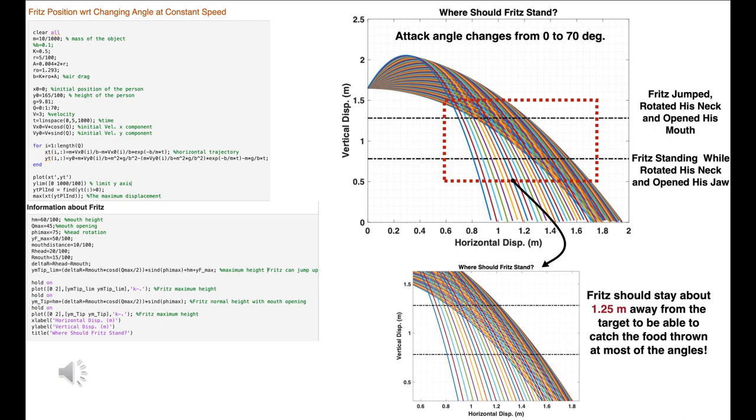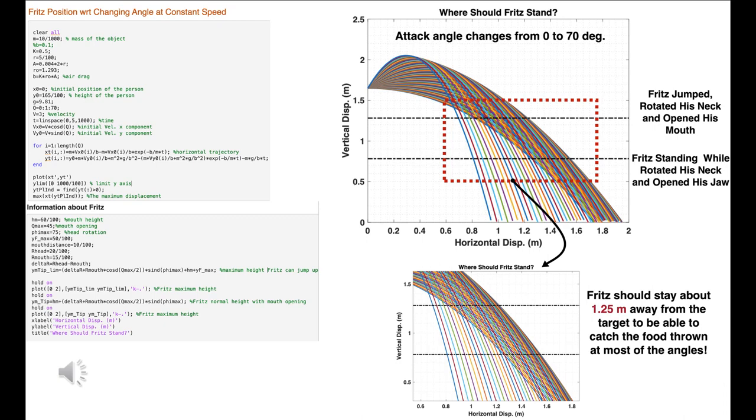After looking at Fritz's characteristics, we now have to know where Fritz should stand to be able to catch the particle. So we start off with looking at the angle of attack changes instead of varying the velocities. We can see with this graph that when we vary the angle of attack, it shows a line in an area where most of the particles follow. The higher the particle is thrown, the further spread apart it is, and the lower it's thrown, the more clumped together those angles of attack are.